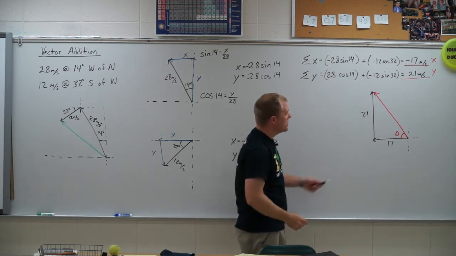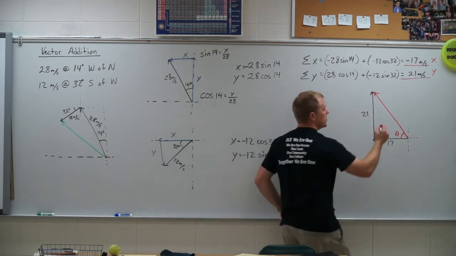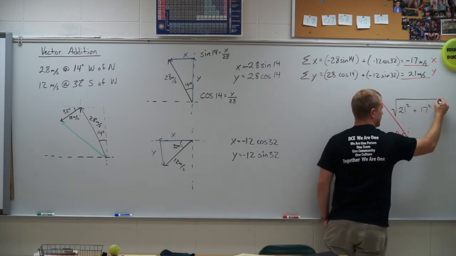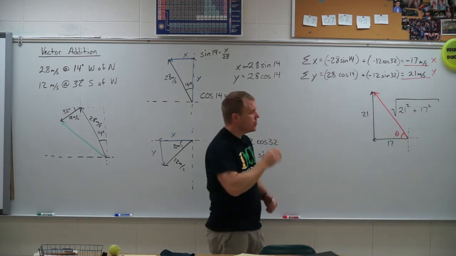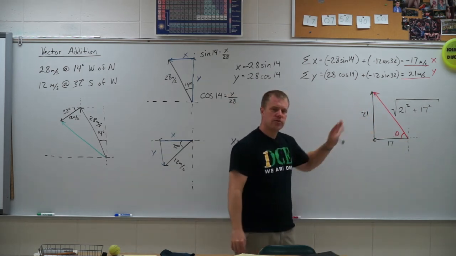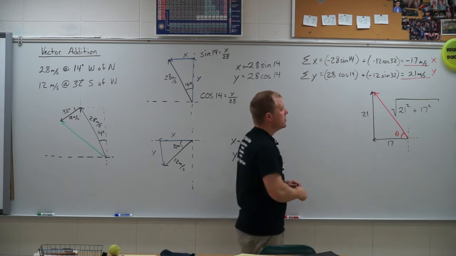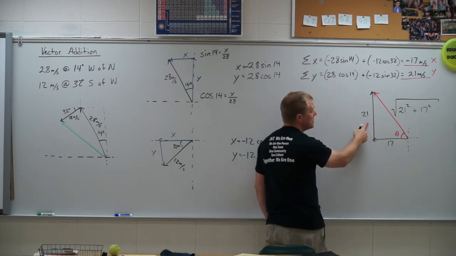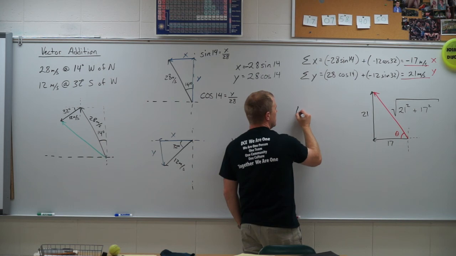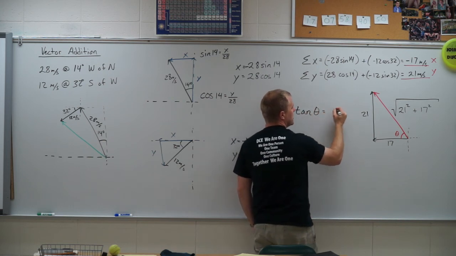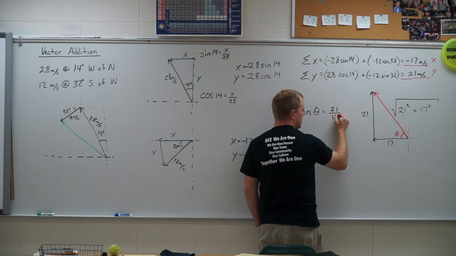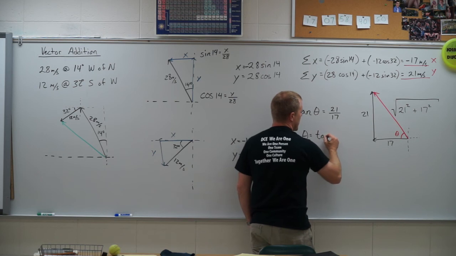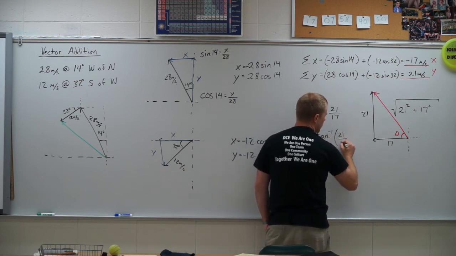In order to find the magnitude, we're going to use the Pythagorean theorem. So this side over here is going to be the square root of 21 squared plus 17 squared. Now remember, be sure to have these stored. Don't just use those rounded numbers. To find the angle, I know the adjacent and the opposite sides, so I'm going to use the tangent. The tangent of the angle is opposite, 21, divided by adjacent, 17. And so my angle is going to be the inverse tangent of 21 divided by 17.